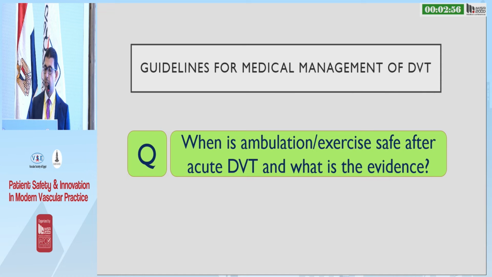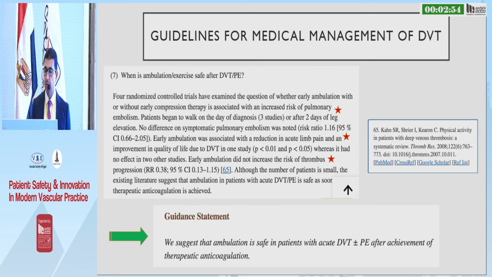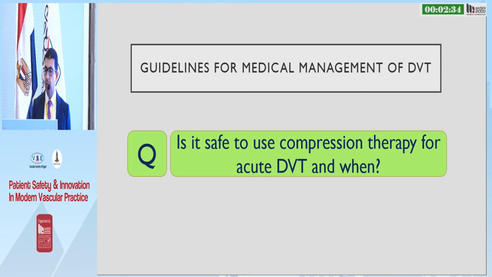When is ambulation exercise safe after acute DVT, and what is the evidence? Four randomized controlled trials were examined to answer this question, and it was found that early ambulation has no risk of pulmonary embolization or thrombus propagation. On the contrary, it decreases acute limb pain and edema, so it is suggested that ambulation is safe in patients with acute DVT after the achievement of therapeutic anticoagulation.